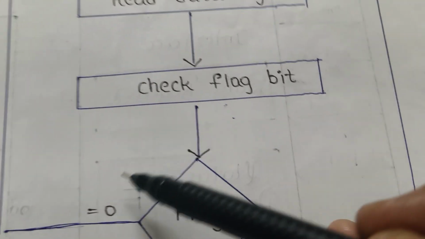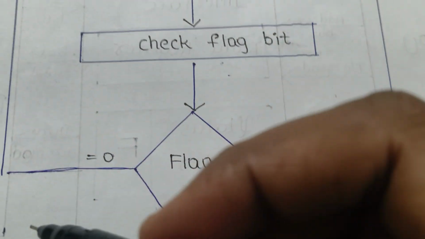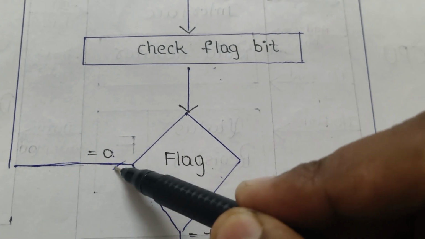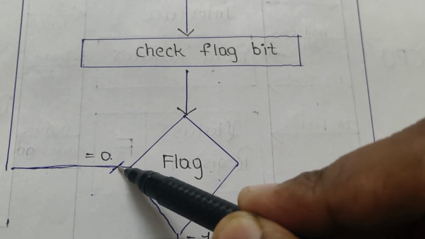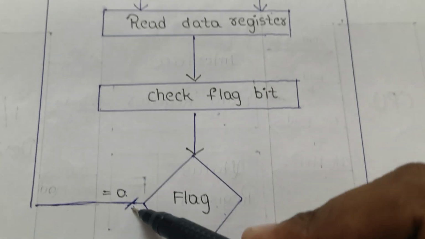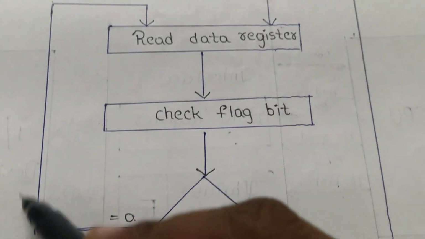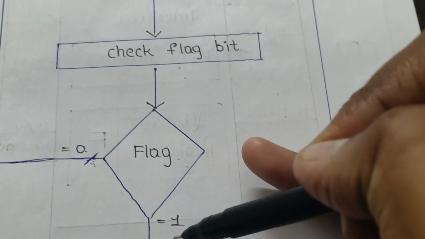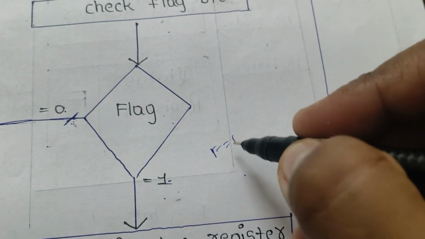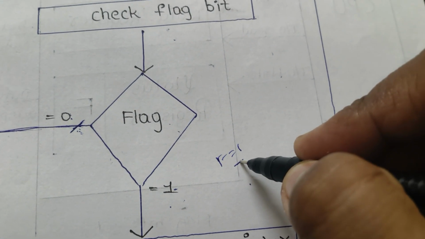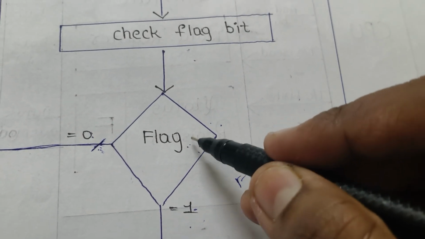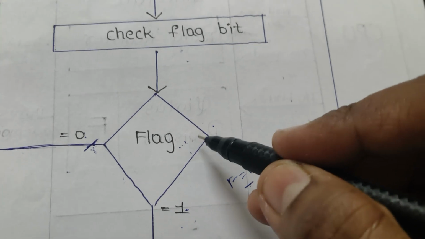If suppose the flag bit value is 0, then in the interface, if the flag is 0, it indicates that the interface does not contain any information in the data register. At that time the CPU has to wait until the flag bit value is 1. If the flag bit value is equal to 1, the data in the interface is placed on the data bus of the CPU, then the CPU has to access that data and execute it.